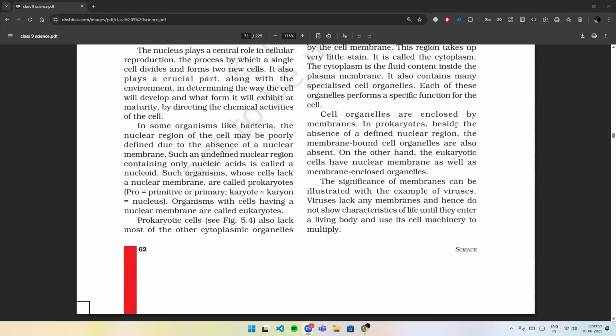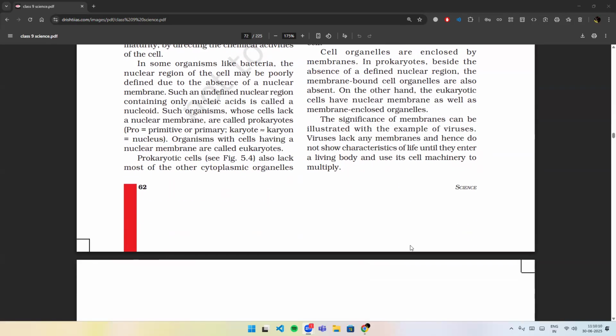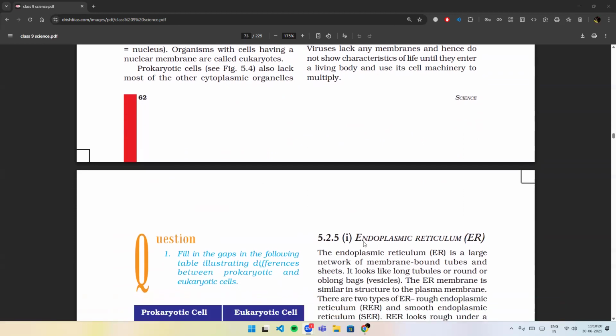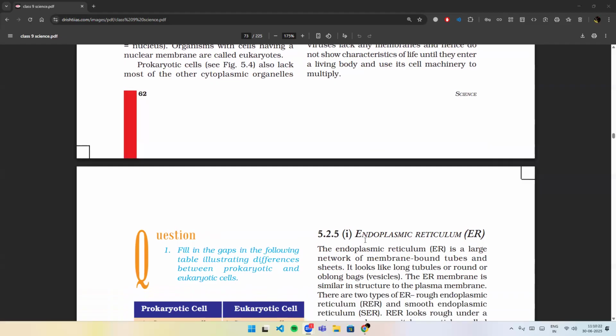In prokaryotes, besides the absence of a defined nuclear region, membrane-bound cell organelles are also absent. On the other hand, the eukaryotic cells have a nuclear membrane as well as membrane-enclosed organelles. The significance of membranes can be illustrated with the example of viruses. Viruses lack any membranes and hence do not show characteristics of life until they enter a living body and use its cell machinery to multiply.